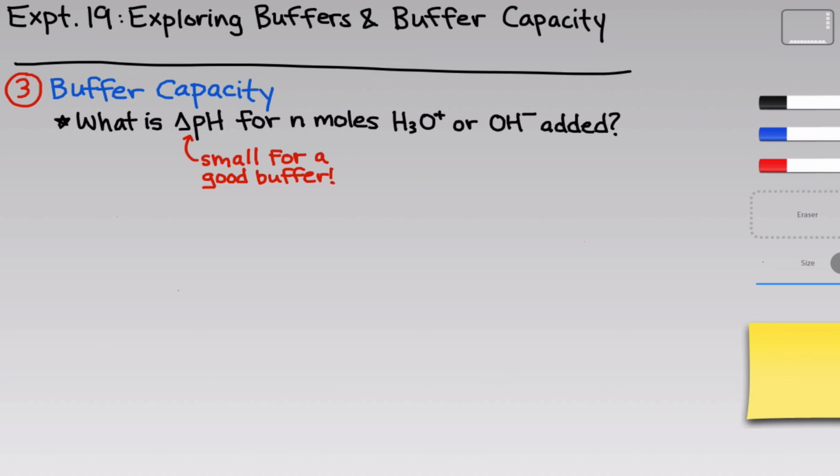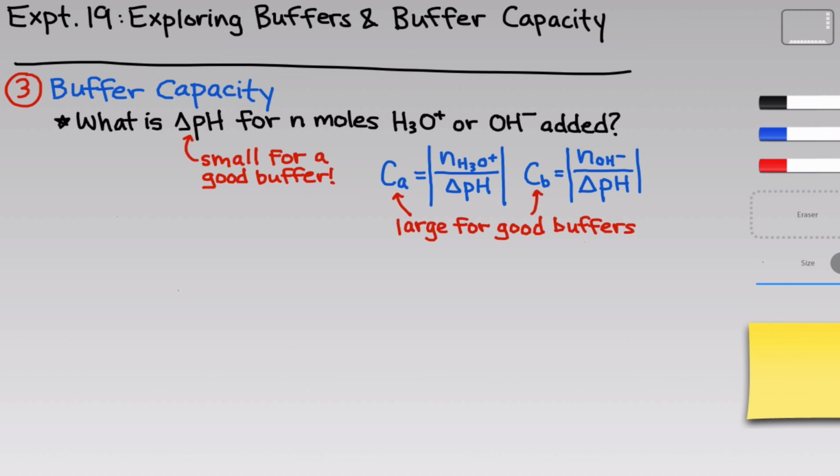We can quantify buffer capacity by looking at the ratio of, say, the number of moles of acid added to a buffer divided by the change in pH. We might call this C sub A, or the acid capacity. Similarly, we can write a base capacity, C sub B, as the number of moles of hydroxide added divided by the change in pH, delta pH. For a good buffer, these values will be large because it will take a lot of moles of acid or base to cause a unit change in pH.